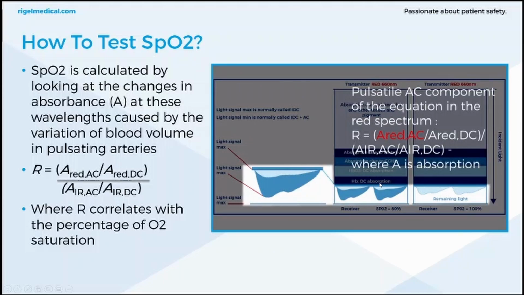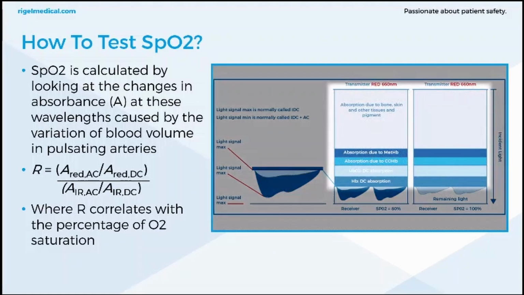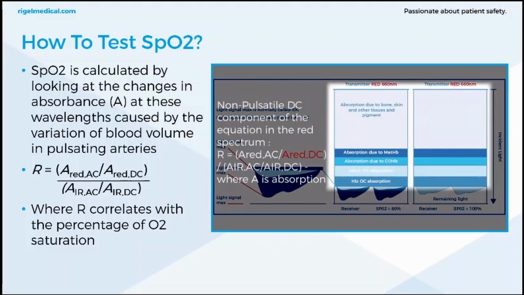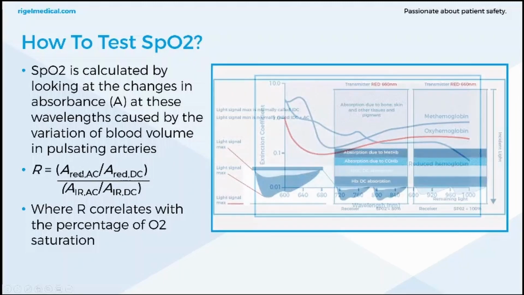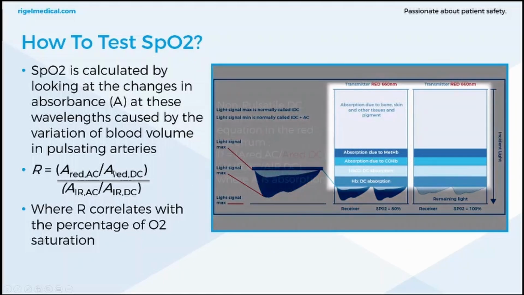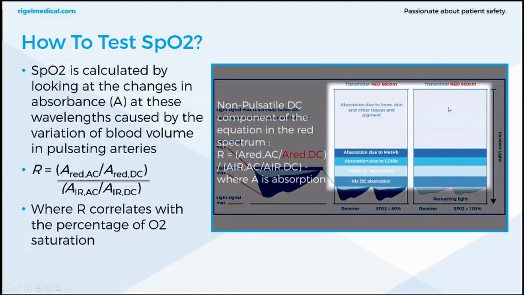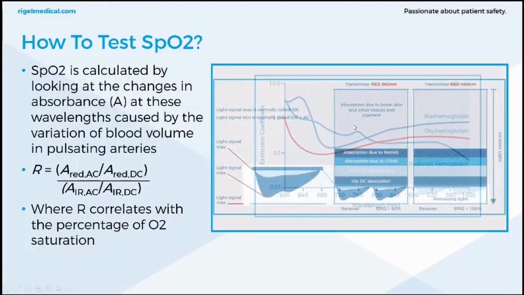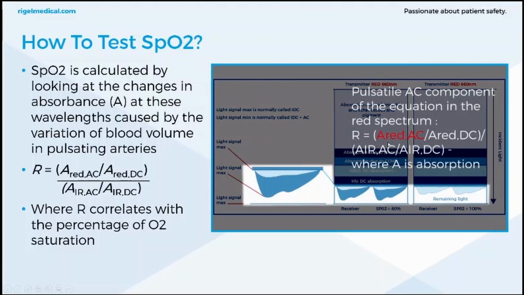SpO2 is calculated by looking at the changes in absorption, or A, at wavelengths caused by the variation of blood volume in pulsating arteries, where R is the absorption of the red in the AC component over the absorption of red in the DC component. The AC component is your pulsatile component, which is this point here, being highlighted now. The DC is your non-pulsatile, things like bone, skin, tissues, things that aren't changing, where the absorption isn't changing.